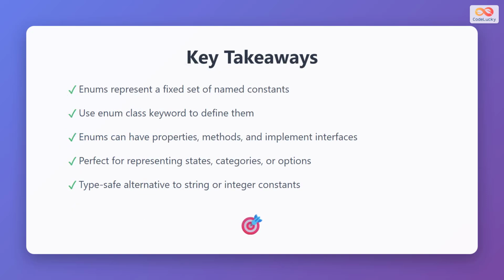Let's recap what we've learned. Enums represent a fixed set of named constants. We define them using the enum class keywords. Enums can have properties, methods, and even implement interfaces. They're perfect for representing states, categories, or options in your code. Most importantly, enums provide a type-safe alternative to using string or integer constants, making your code more robust and maintainable.